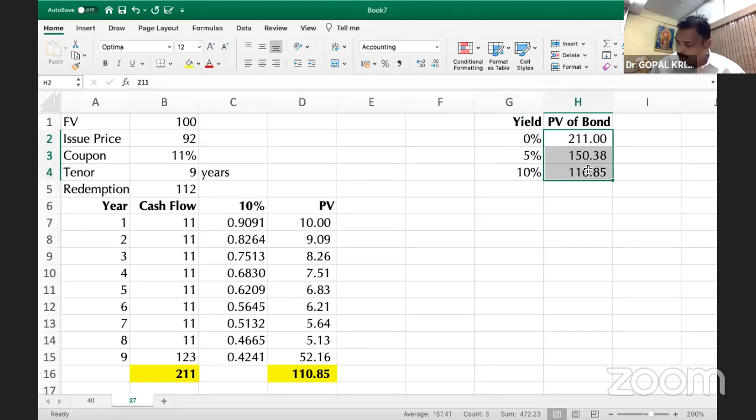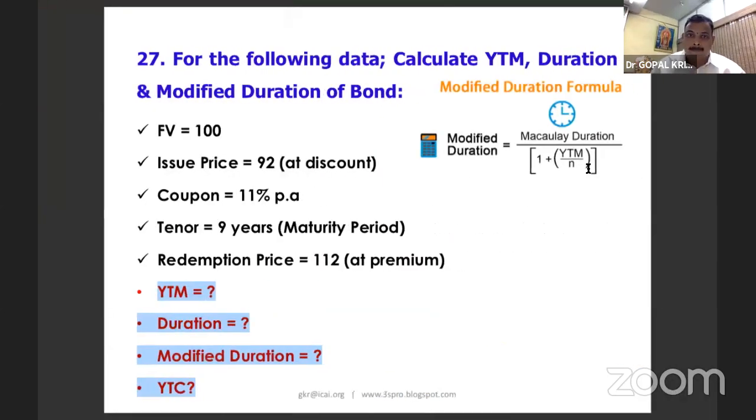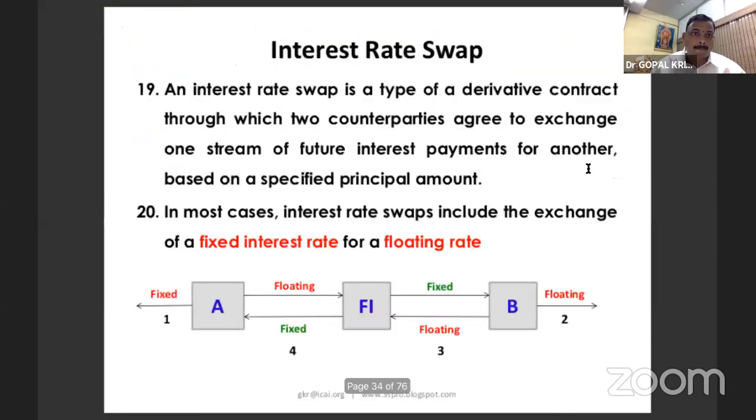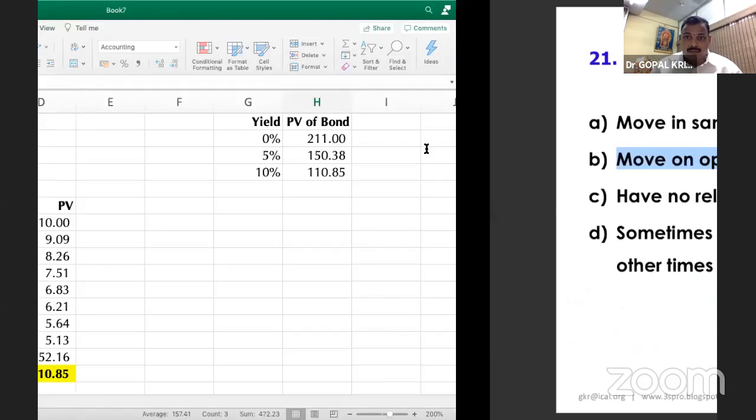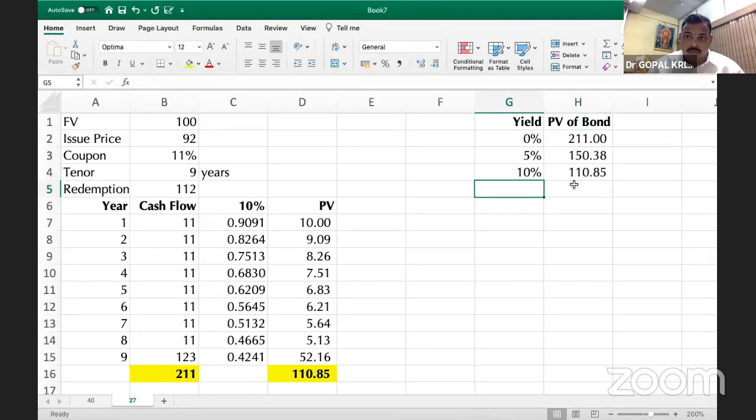Now, please answer question number 21. As the rate and bond prices are going in a swing, please look here. Okay, rate and bond price. So they are going in opposite direction. They move in the same direction? No. They move in opposite direction? Yes. So answer is 21B. Okay, good. Now, for what?